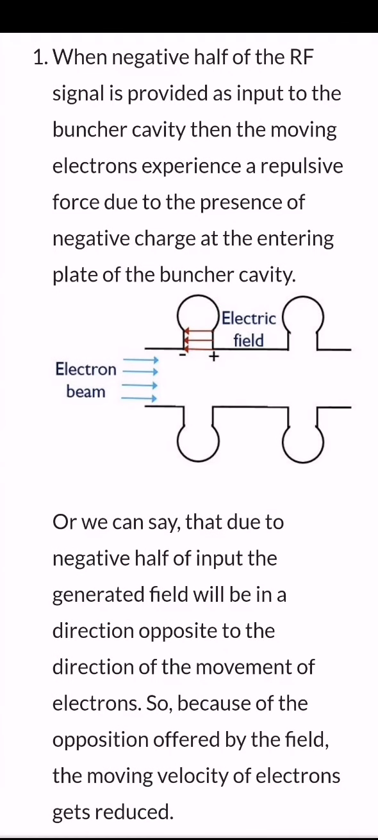In the first case, when the negative half of the RF signal is provided as input to the buncher cavity, then the moving electrons experience a repulsive force due to the presence of the negative charge at the entering plate of the buncher cavity, which you can see in the diagram. Or we can say that due to the negative half of the input, the generated field will be in a direction opposite to the direction of the movement of electrons. So because of the opposition offered by the field, the moving velocity of electrons gets reduced.